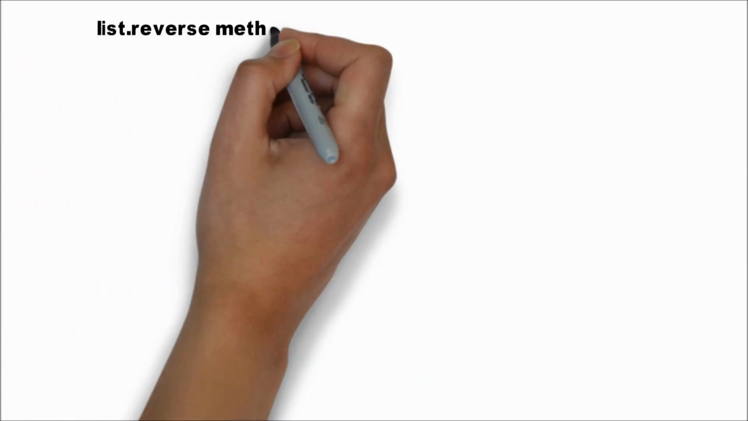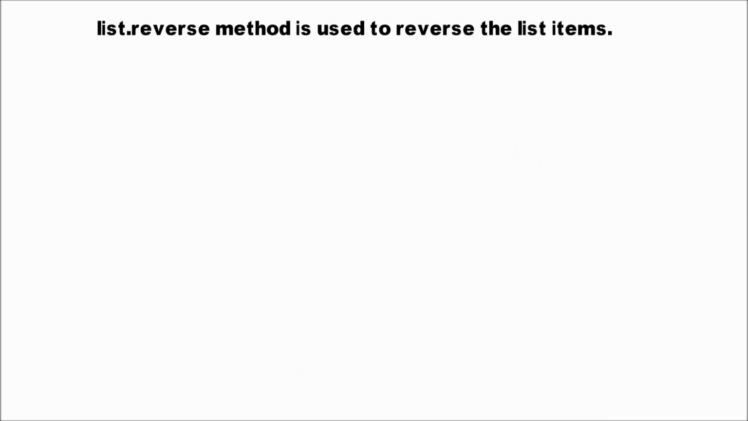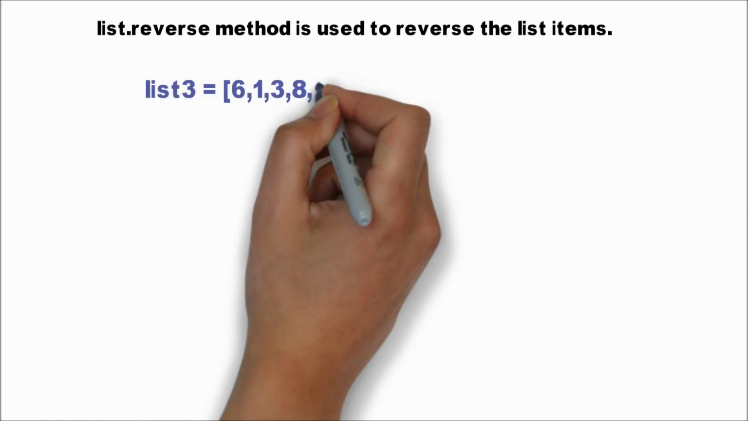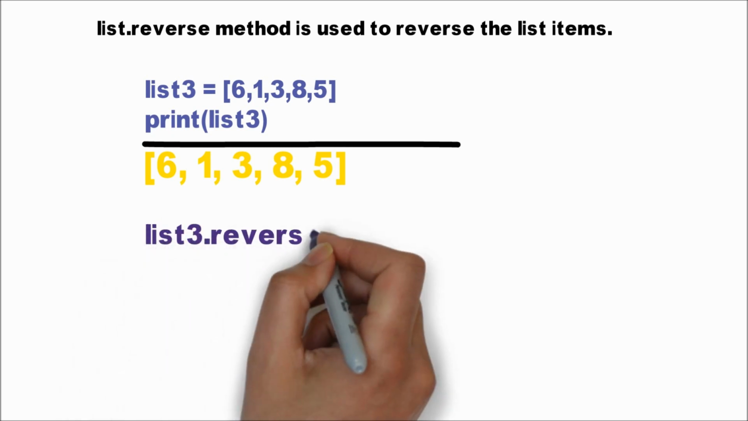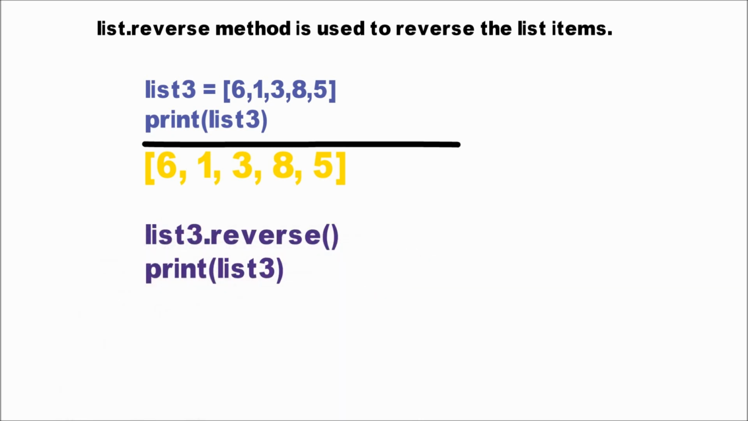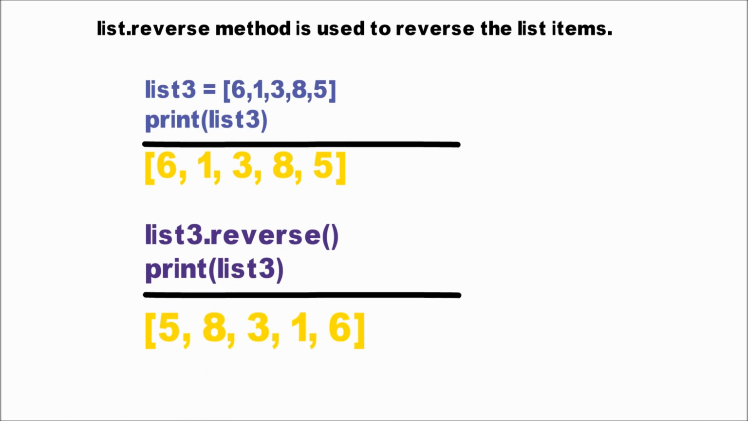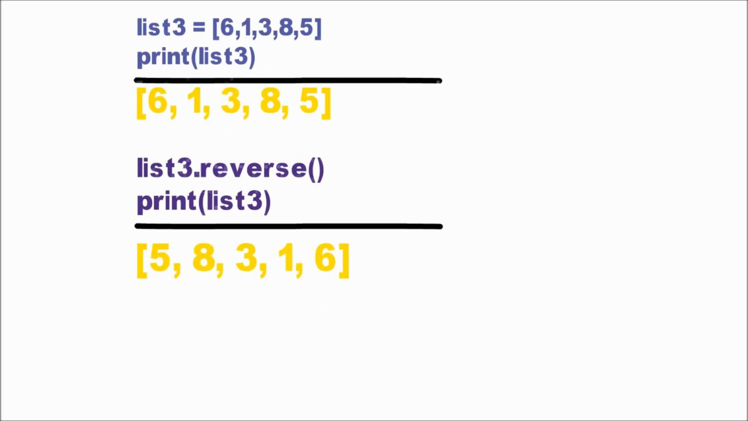The list.reverse method is used to reverse the list items. Let's create a list3 equal to 6, 1, 3, 8 and 5 and reverse this list using the list.reverse method. So 5, 8, 3, 1, 6 is the reversed list. Please note that it is simply reversing the list items, not sorting them in descending order.